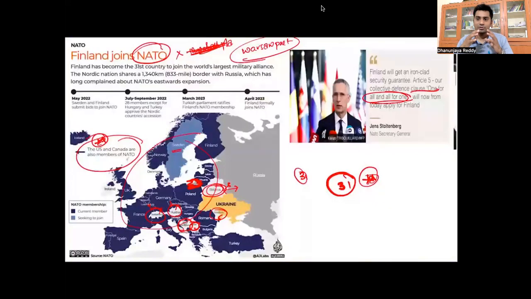So these are the things, guys. You have to remember Russia-Ukraine borders, Black Sea borders, Turkey borders, and then some cities of Ukraine, and then NATO, the Eurasian Economic Union, and what this Eurasian Economic Union is, and NATO members. These are very, very important.